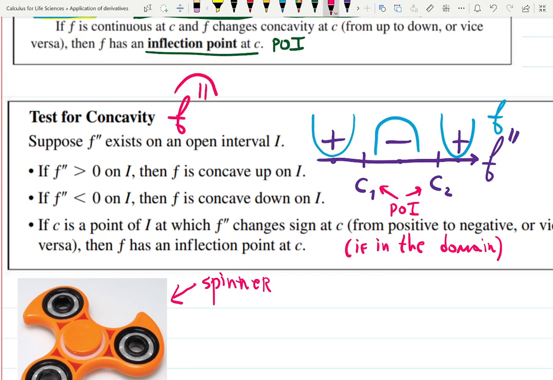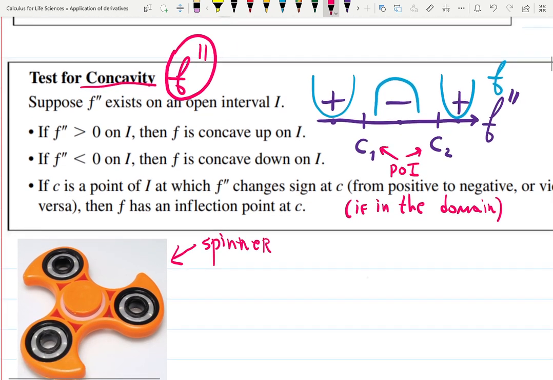So remember, increasing and decreasing is about the first derivative. Concavity is about the second derivative. If C is a point on the interval and it's defined and changes the sign of the second derivative, it's called an inflection point. There are lots of cool examples.